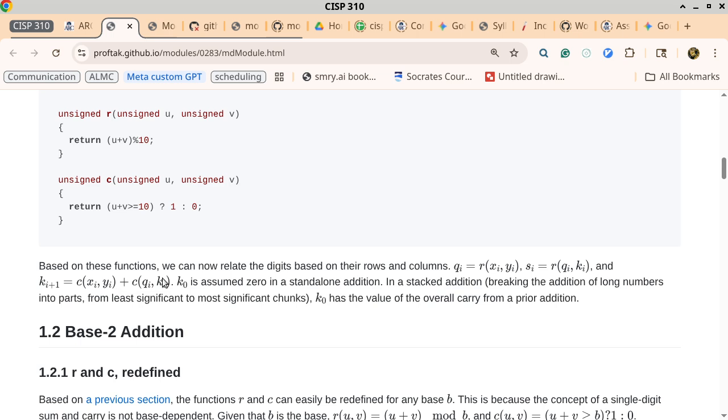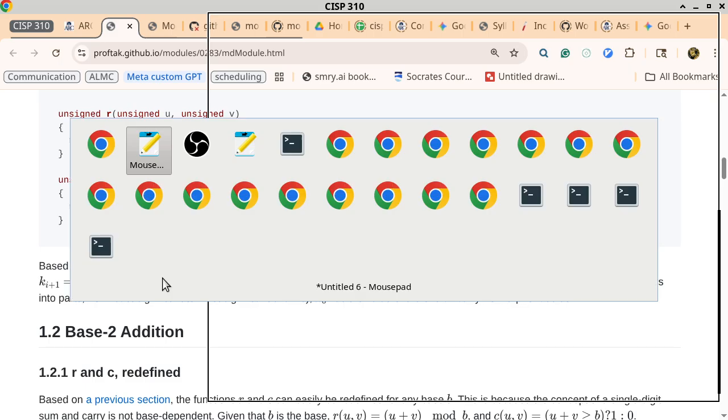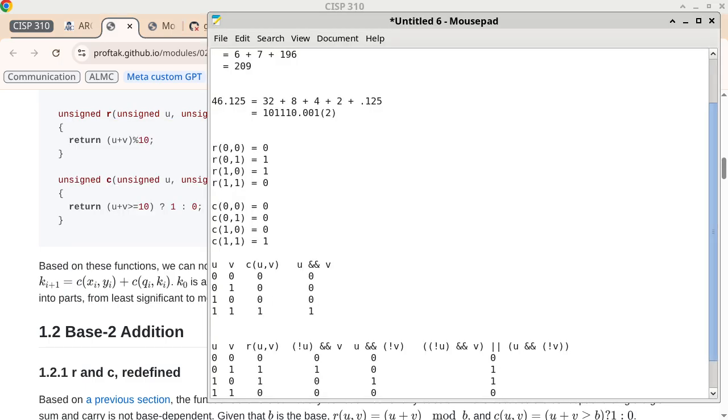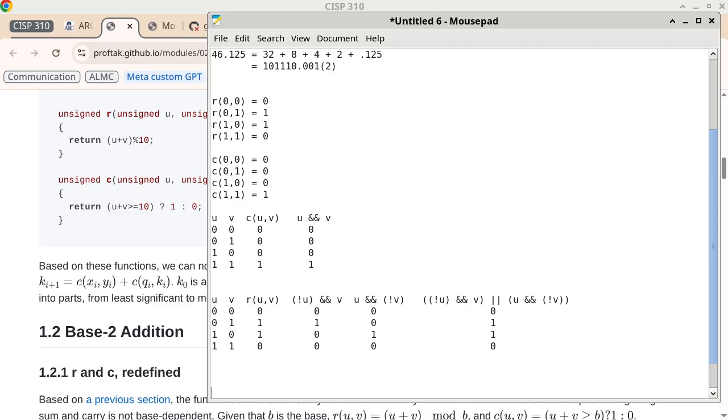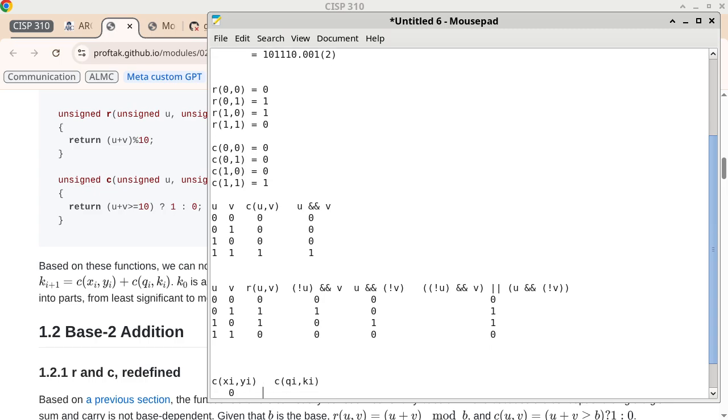In other words, let me use a truth table. This time it's not exactly a truth table, but it is a table. So the question is, if I look at C of xi, yi, and I look at C of qi, ki, I know both of them can be zeros. So now when we look at the addition of these two, C of xi, yi plus C of qi, ki.